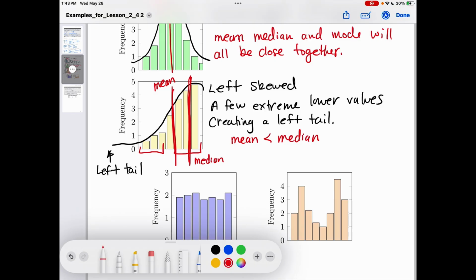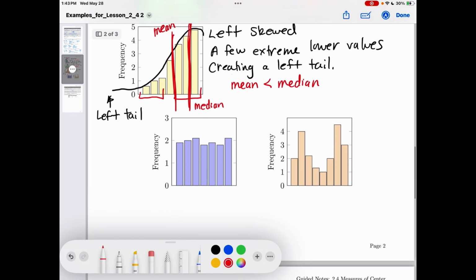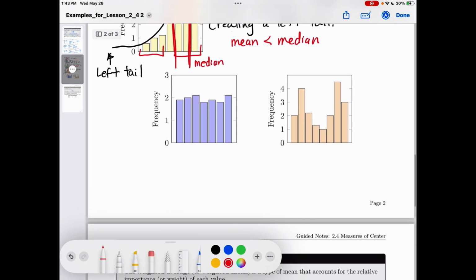Now, an example that you might see for a left skewed distribution might be age at retirement. Most people might retire between 60 and 70 years old, but you may have a few people that retire early and it pulls the mean down. So you have some extreme values of people that might be retiring in their 50s, but most everybody is retiring in their 60s and 70s.